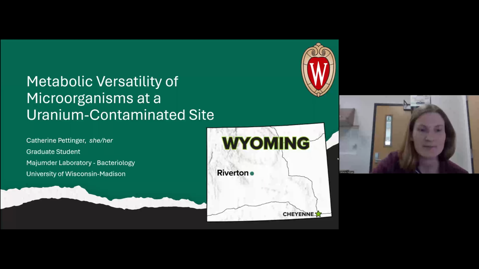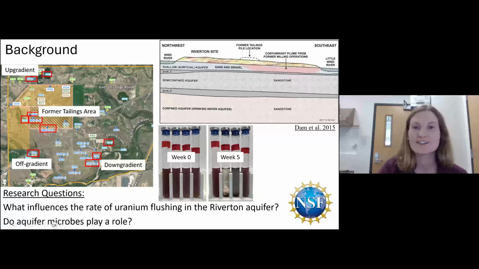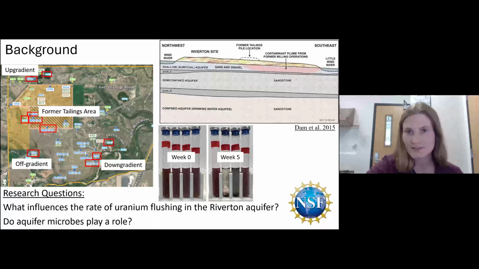And today I'll be talking about some microorganisms at a uranium contaminated site in Riverton, Wyoming. So a little bit of background about the site. Riverton, Wyoming was a uranium mill operating site, and that operated in the 1950s and 1960s.